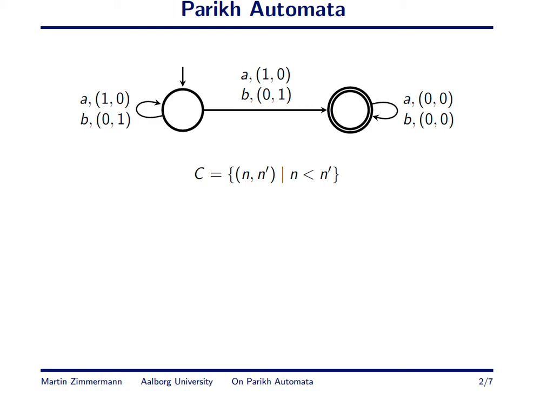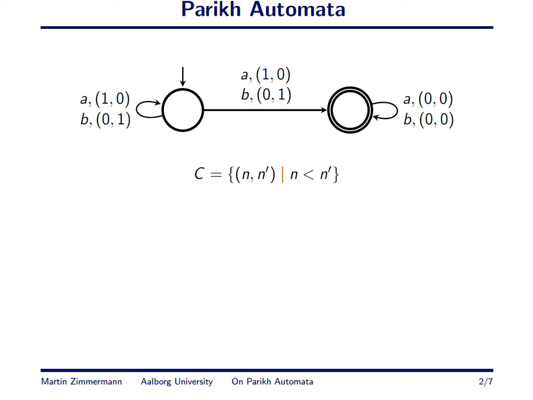So we have a Parikh automaton here. It looks a bit like a standard NFA. We just have vectors of natural numbers labeling transitions. And we have this set C, also containing vectors of natural numbers, all of the same lengths. And the set C has to be semilinear, so definable by a formula of Presburger arithmetic.